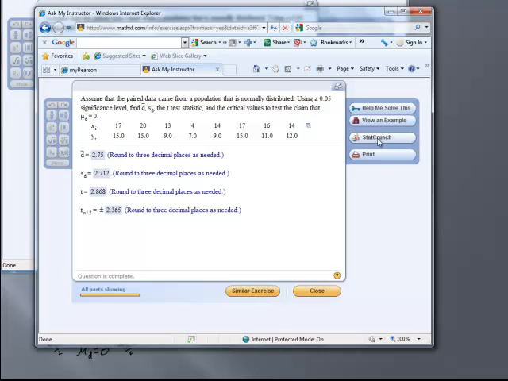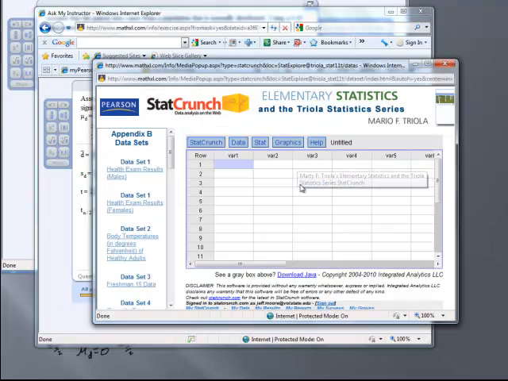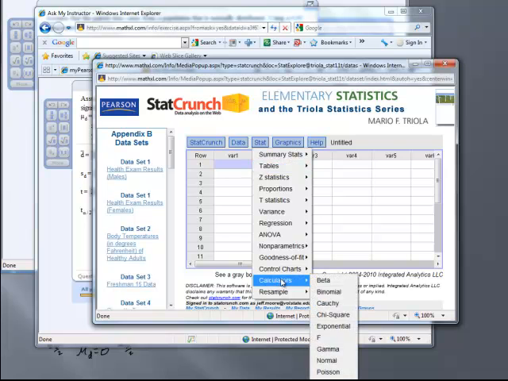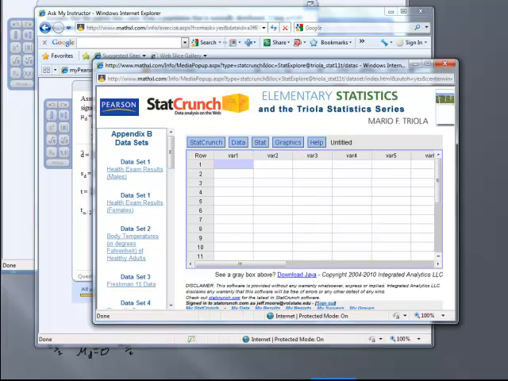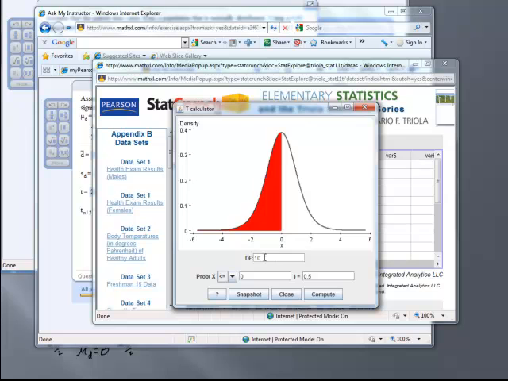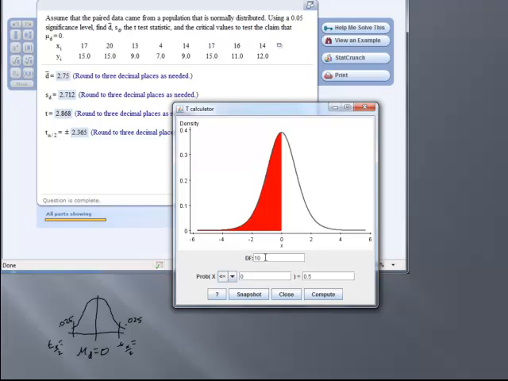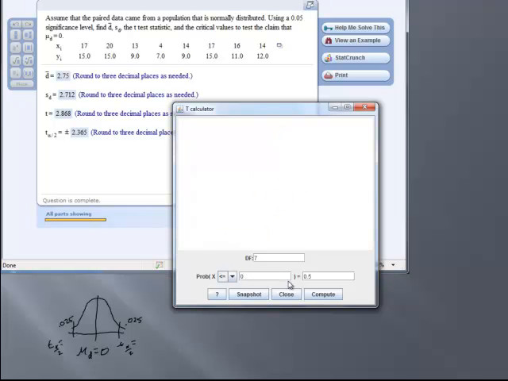We'll click StatCrunch, Stat, Calculators, T. And the first thing we have to find is the number of degrees of freedom. So we go back to the problem and look and see that we have 1, 2, 3, 4, 5, 6, 7, 8 sets of paired data. So we'll have 7 degrees of freedom.